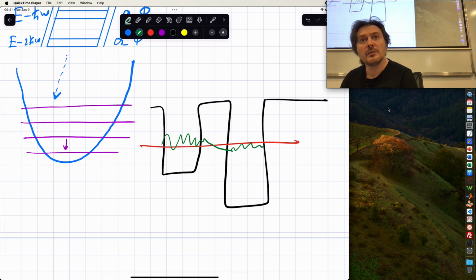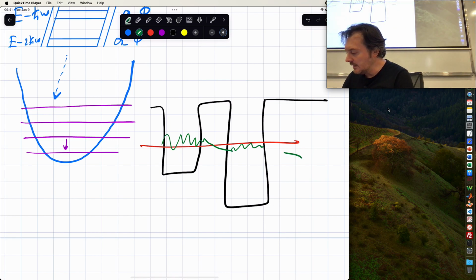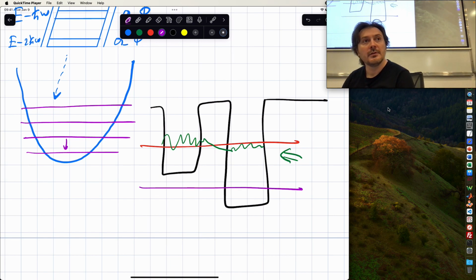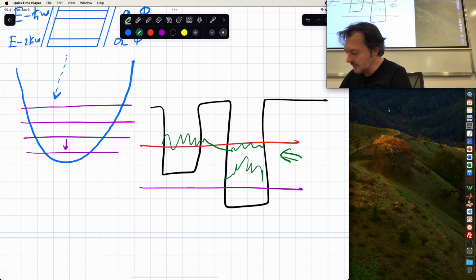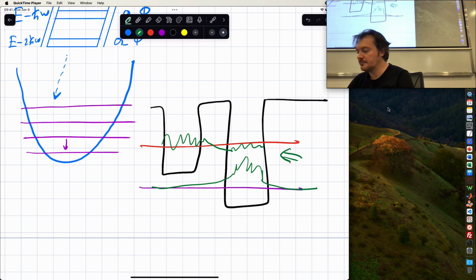Yes? When the line is above 1 and below 1, it's not possible? This one is possible. When it is below the first? Okay, that's a good question. Can this happen? What do you think? Yes, it can happen. What's going to happen is that you will have an oscillating wave function here, but it will be decaying all the way here. Very good question. But not below that bottom part.